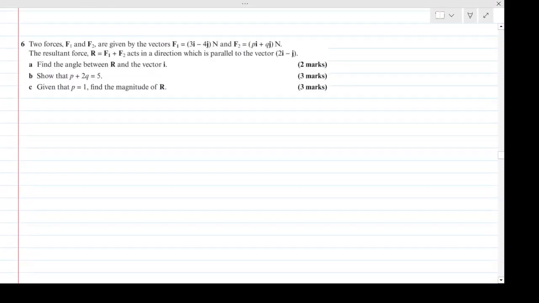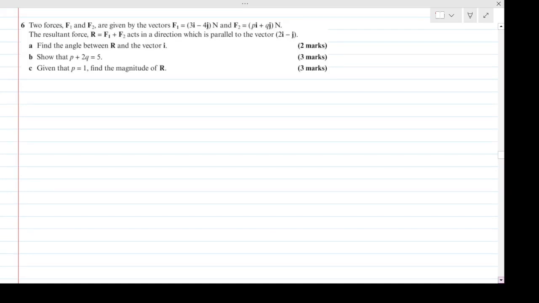Right, so have a look at this question then. We are told here that there are two forces, F1 and F2, and they're given by the vectors F1 is this and F2 is this. And we're given a resultant force of R, which is F1 add F2, and then we're told it acts in a direction which is parallel to this vector 2i minus j. Okay, it's quite a lot going on here.